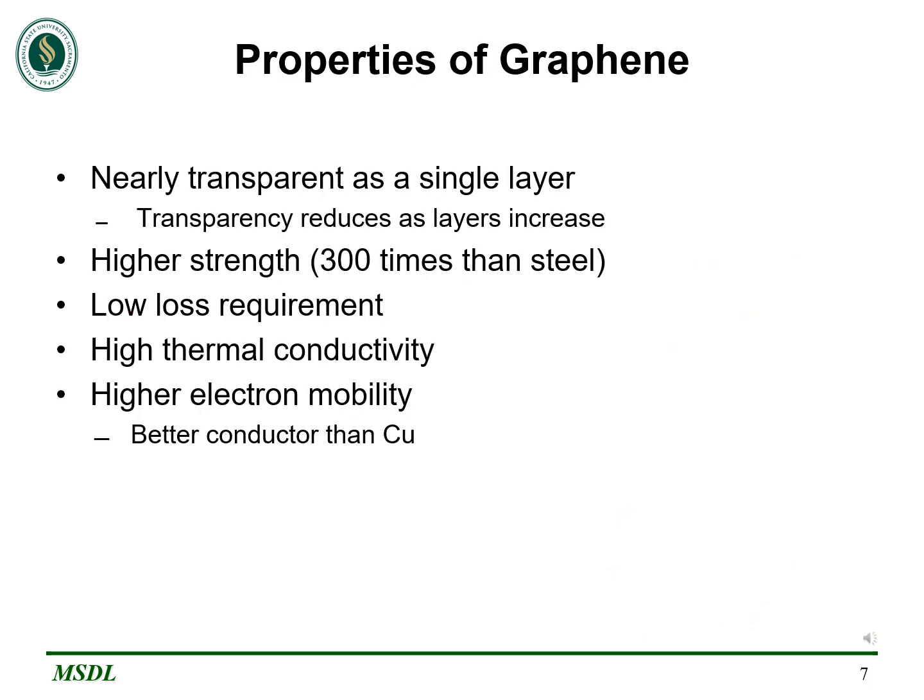Moving to the next slide, graphene has a set of unique optical, mechanical, and electrical properties. Here I'm going to discuss a few of them. First, it is nearly transparent as a single layer, which makes it suitable for many optoelectronic applications.